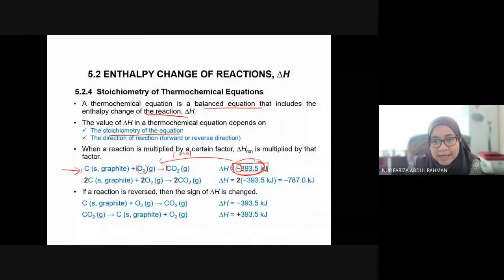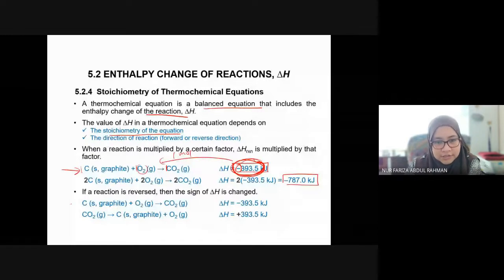Because this one is for 1 mole. So, kalau you nak pakai this one untuk 2 mole, dia tak represent lah. Okay, because this is for 1 mole. So, for 2 mole, you have to multiply with 2. Then, this is the amount of heat release. Okay, all right.